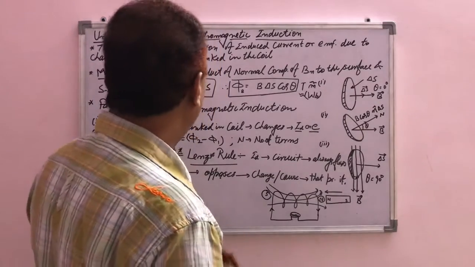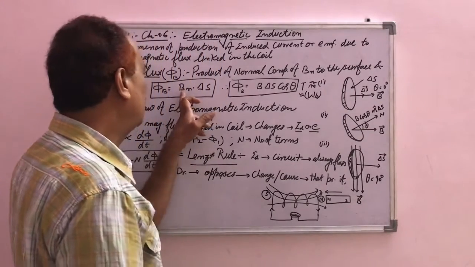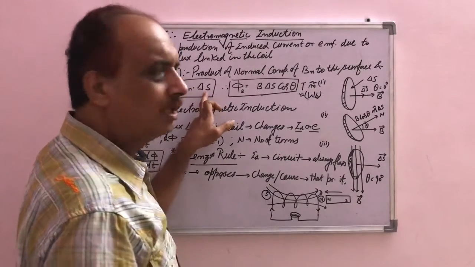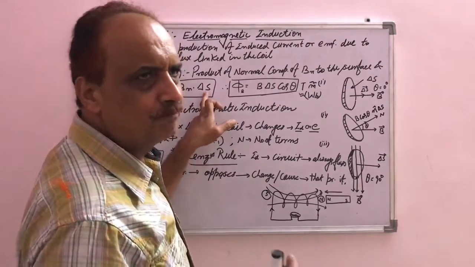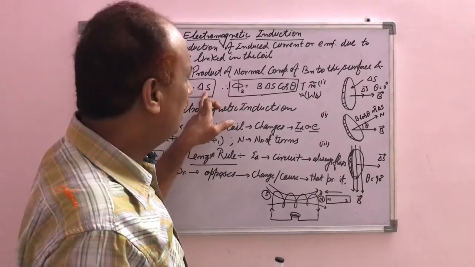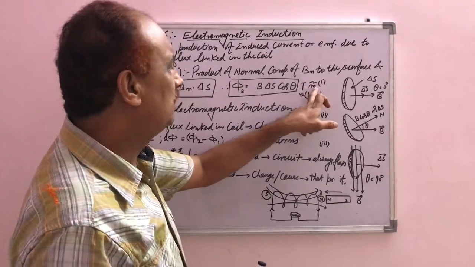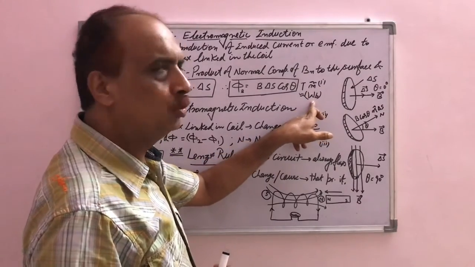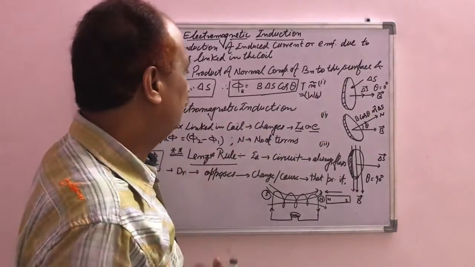So from the unit point of view, it is the product of the magnetic field and the surface. The unit of the magnetic field is Tesla, and the unit of the surface area is meter square. So the unit is Tesla meter square, and it is also called Weber, represented by Wb. So Weber is the unit of the magnetic flux.